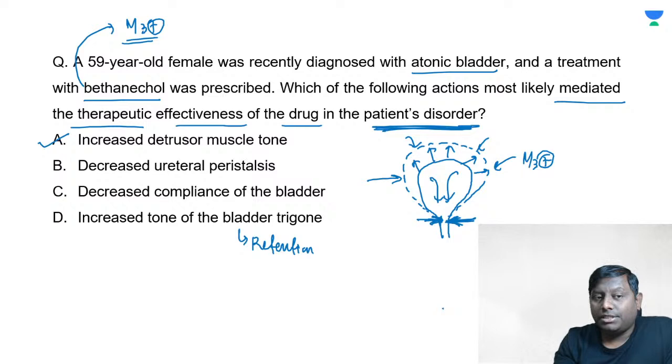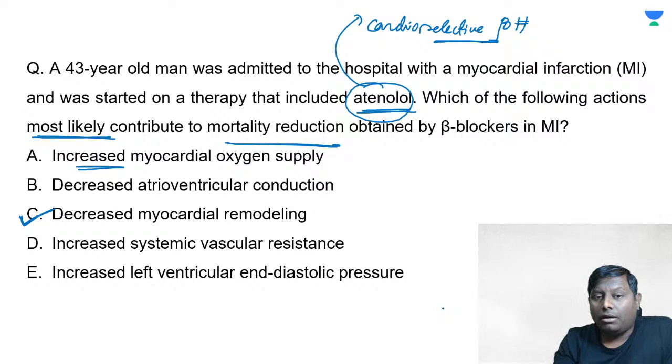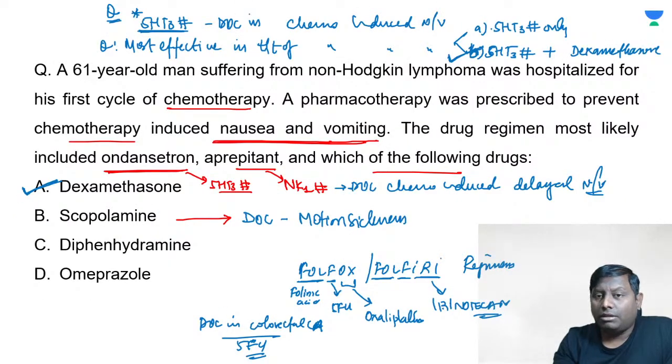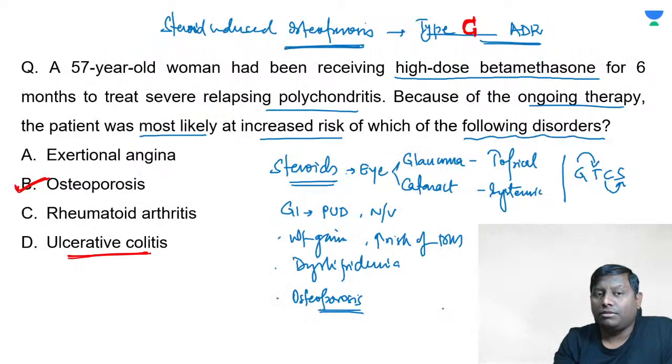Then a case-based scenario of bethanechol, atonic bladder, very very frequently asked. Remember about a patient, a beta blocker and myocardial remodeling, very frequently asked. In this I have also told you what are the mortality reducing drugs in cardiac remodeling, like ACE inhibitors, ARB, aldosterone receptor antagonists like spironolactone, eplerenone and B for beta blocker. Remember, triple A and one beta blocker. Then I have discussed with all of you guys about one of the DMRs. Then I gave you a case-based scenario in a patient with Hodgkin lymphoma and chemo-induced nausea, vomiting.